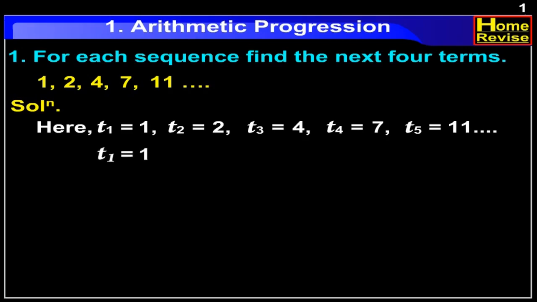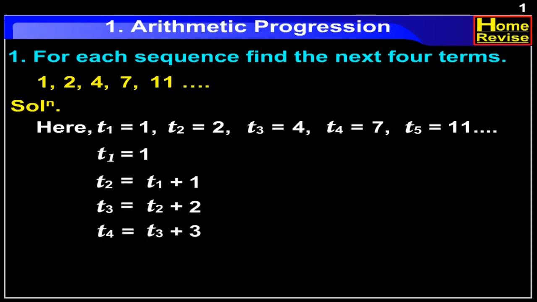Therefore, T1 is equal to 1, T2 is equal to T1 plus 1, T3 is equal to T2 plus 2, T4 is equal to T3 plus 3, T5 is equal to T4 plus 4. Using this relation, let us find the next 4 terms.